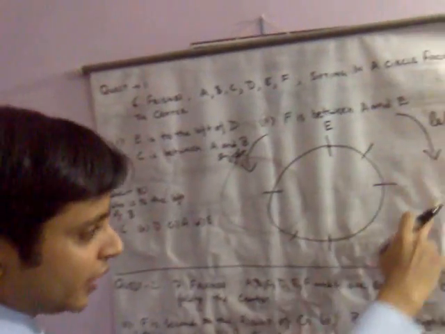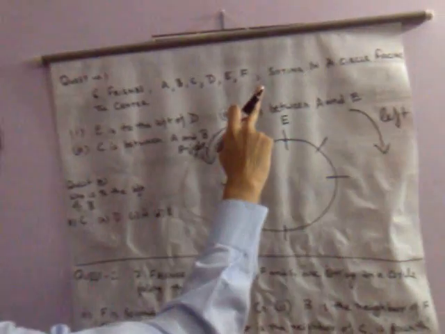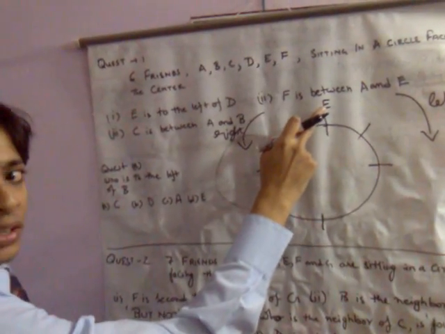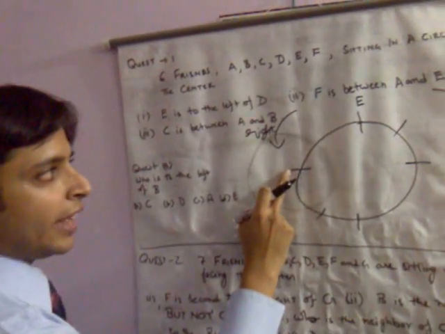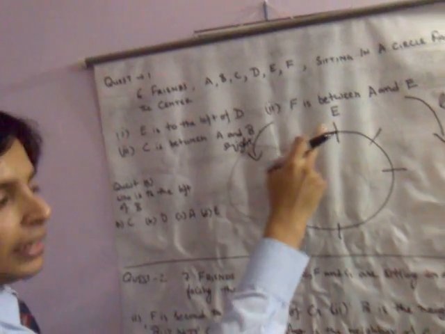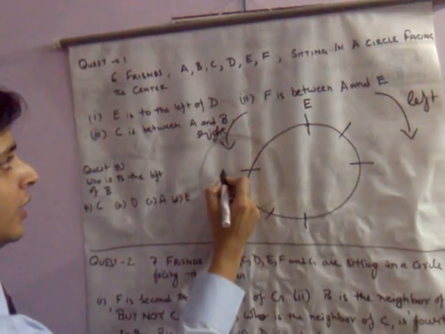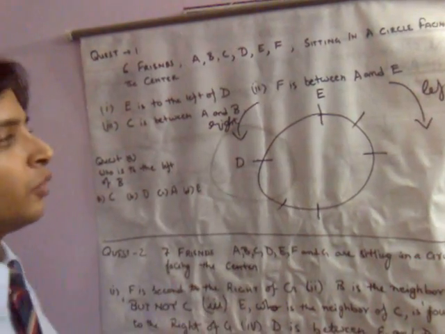That means left is going like this, clockwise. That means this is 9 o'clock and this guy is sitting over 12 o'clock. That means the clock moves from 9 o'clock to 12 o'clock. That means this is the direction of left because this is clockwise. So E is to the left of D.